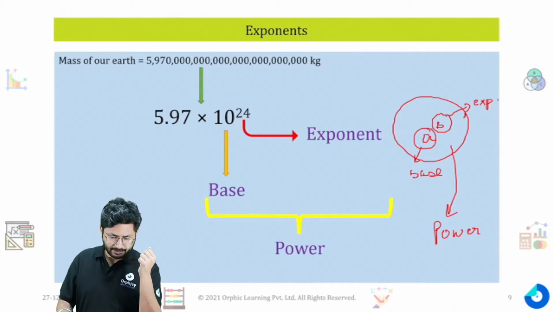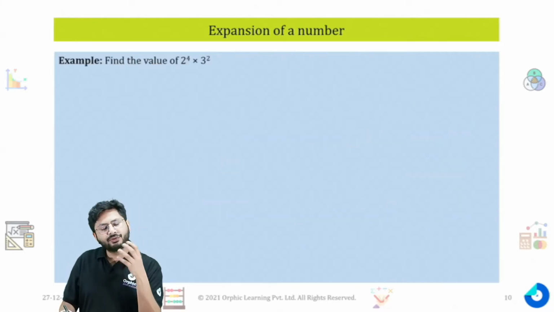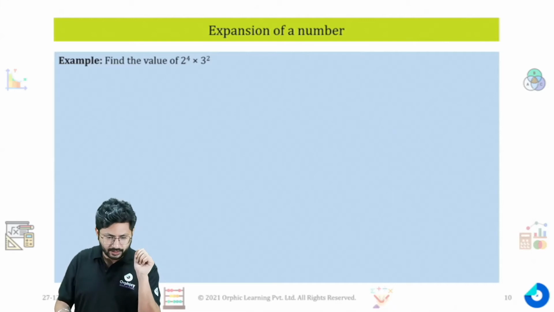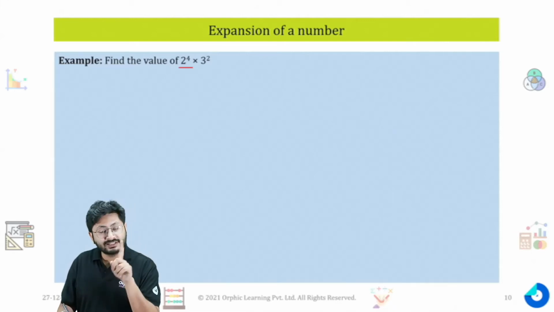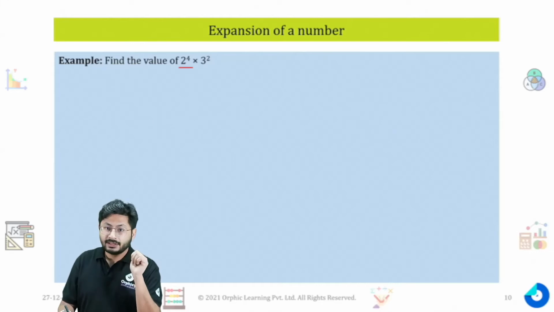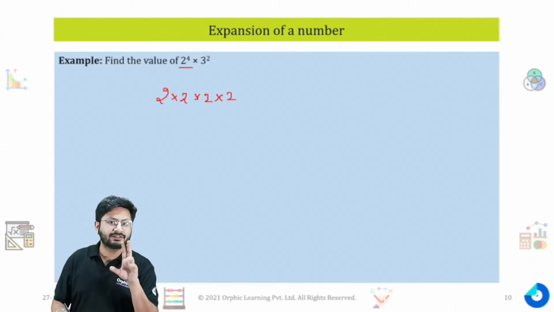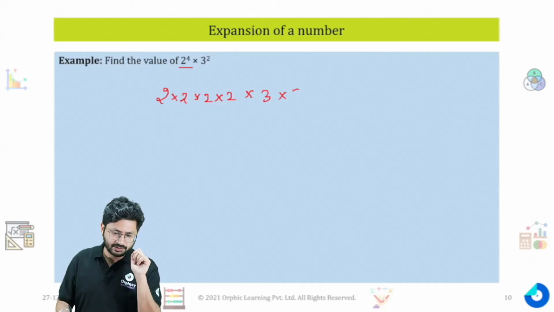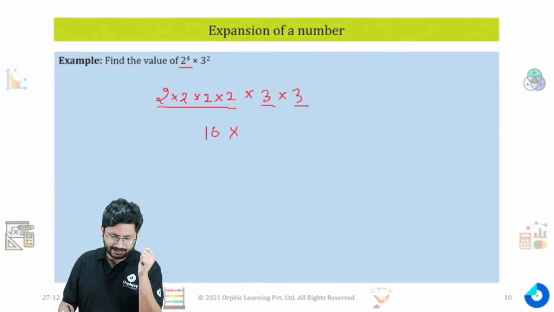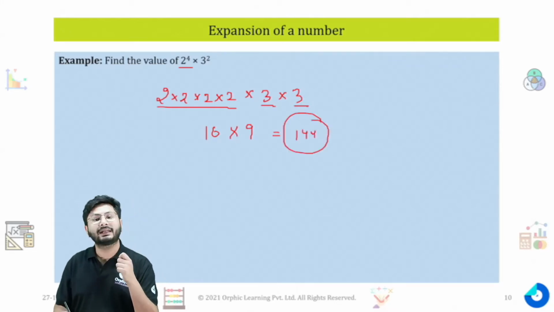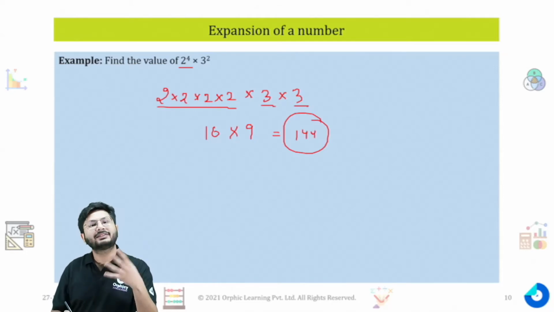Now let's solve an example. We have to do the expansion of the number 2 to the power 4 and 3 squared. So 2 to the power 4 means 2 is getting multiplied by itself 4 times. So I'll express it as 2 into 2 into 2 into 2, and 3 square means 3 getting multiplied by itself 2 times, so 3 into 3. So 2 into 2 is 4, into 2 is 8, into 2 is 16, and 3 into 3 is 9. 16 into 9 is equal to 144. That should be the correct answer. This is how we expand the exponent and powers.